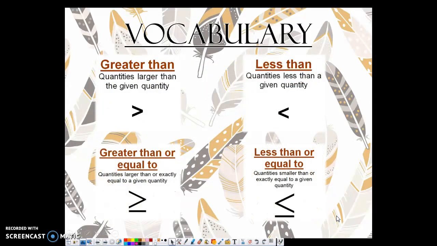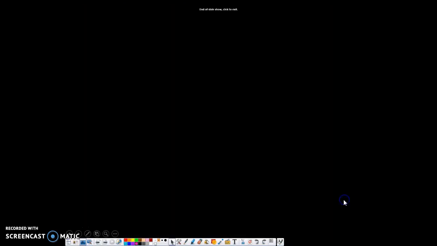So greater than means this number will be greater than this number. Less than means this number will be less than this number. Greater than or equal to means this number will be greater than or equal to this number. Less than or equal to means this number will be less than or equal to this number.